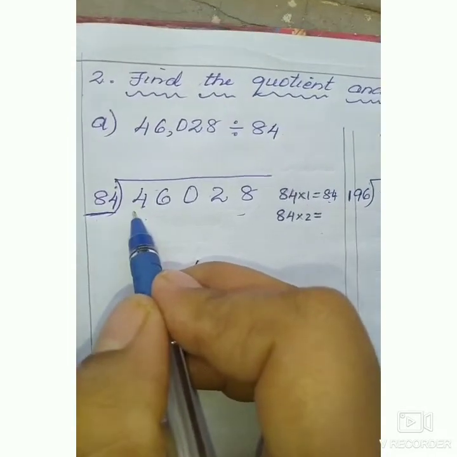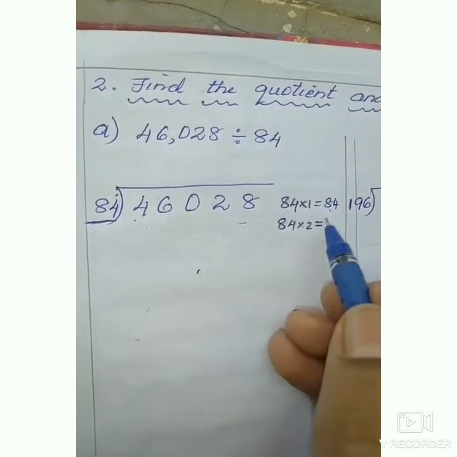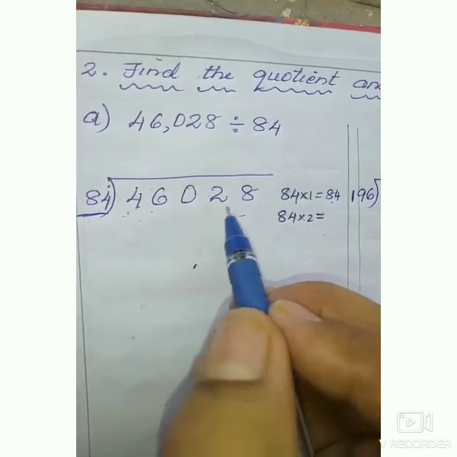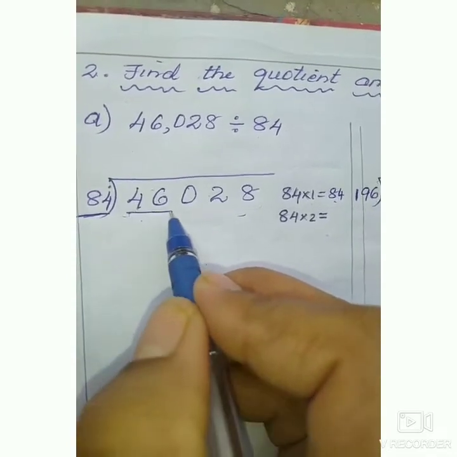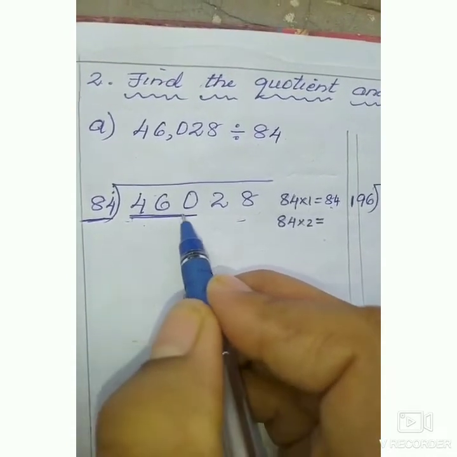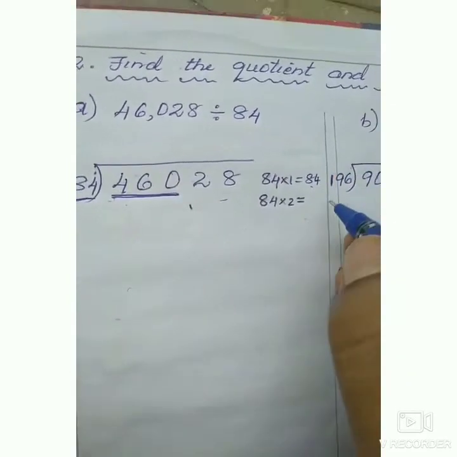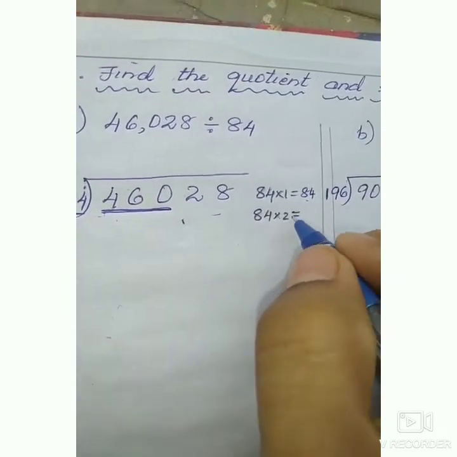So first number will start from 84. If I consider 4 only, you will not get 4 in the 84 table. If I consider 46, no again. So you have to first consider the 3 digits. First 3 digits you have to consider. Now start multiplying up to 460.